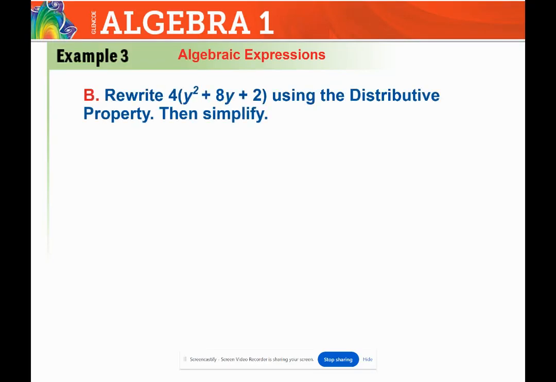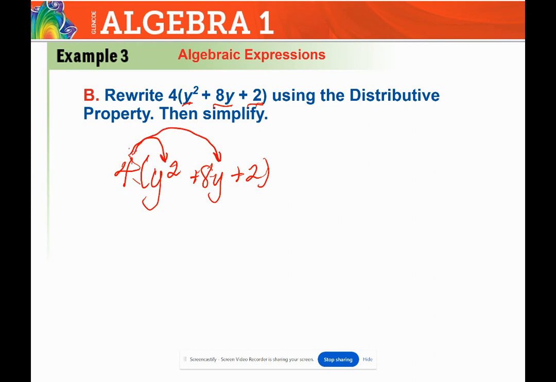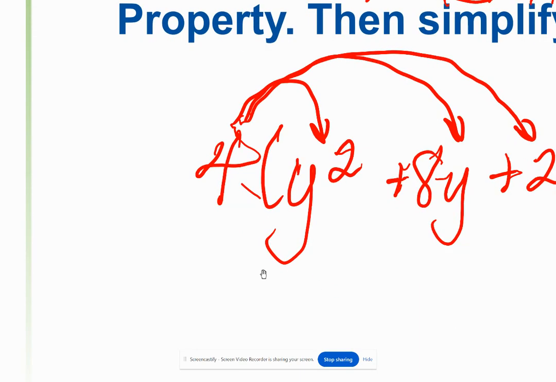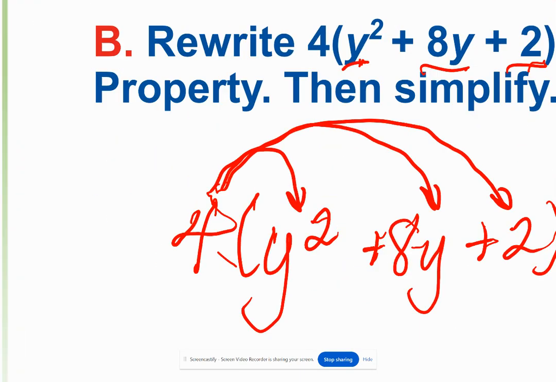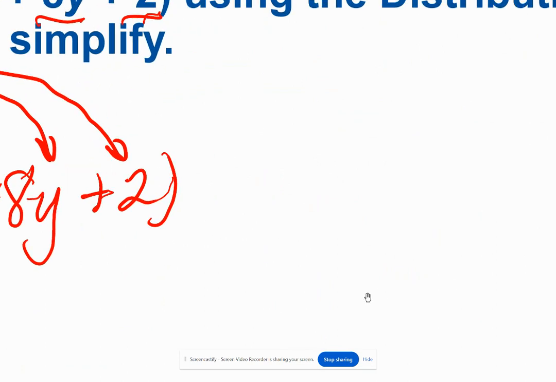Let's look at if I have more than one term. So here I have 3 terms. So I have y squared, 8y, and 2. And I'm distributing out a 4 to all of those. So I'm going to do 4 times y squared, 4 times 8y, and 4 times 2. Now I know some of you can just do that, but I want you to show that distribution property. It'll make sense later.